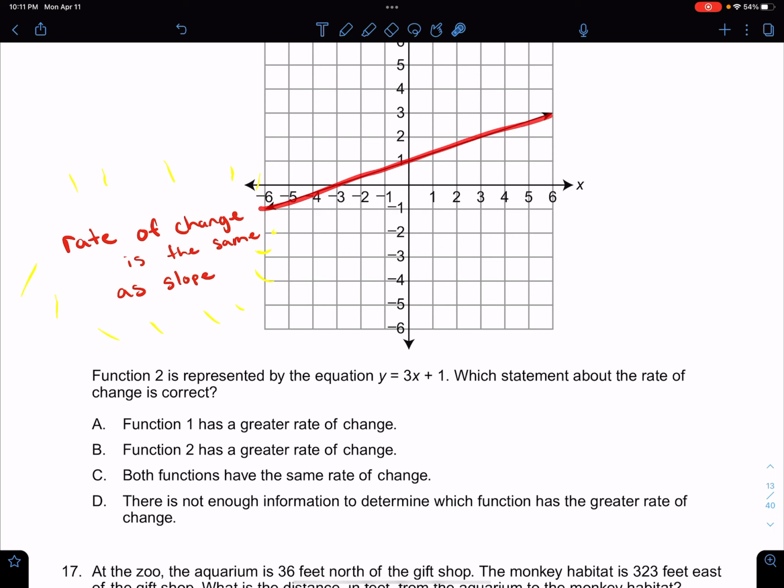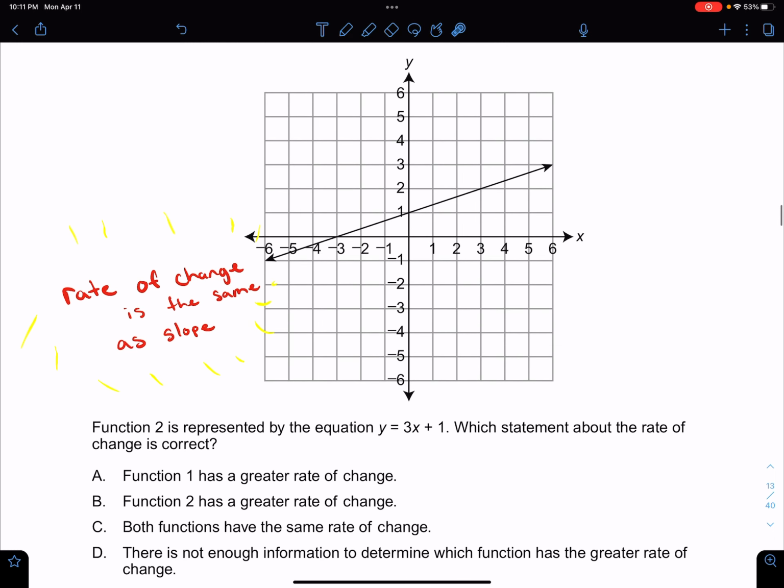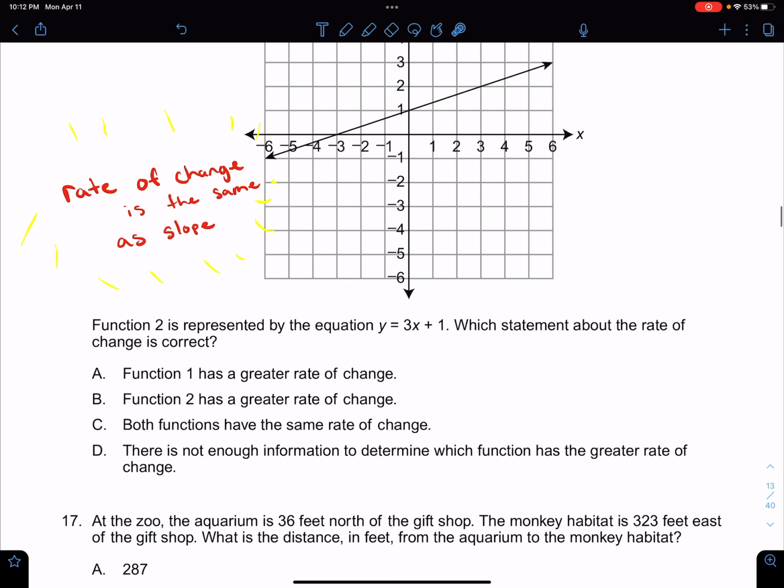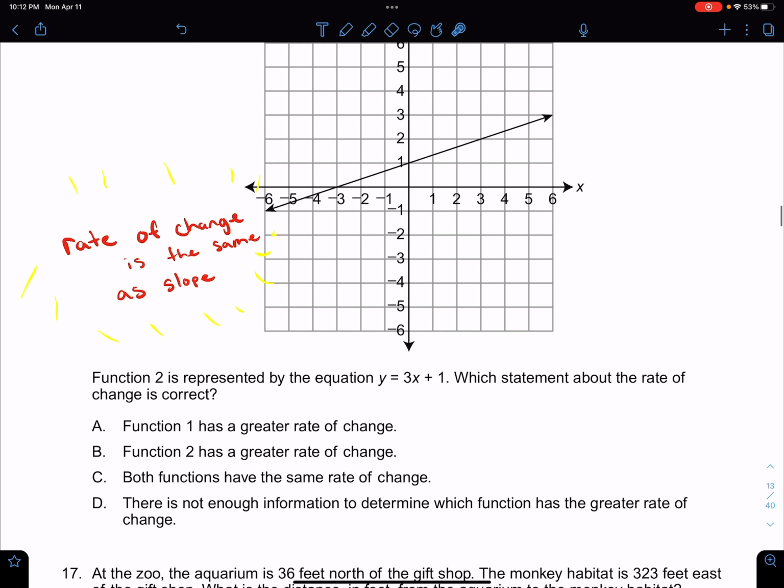So if I was biking up this hill, pretend it's a mountain, I would say my slope is this mountain. This slope is going to be steeper, and this slope is going to be significantly less steep. So let's go to our equation. It says function 2 is represented by the equation 3x plus 1.